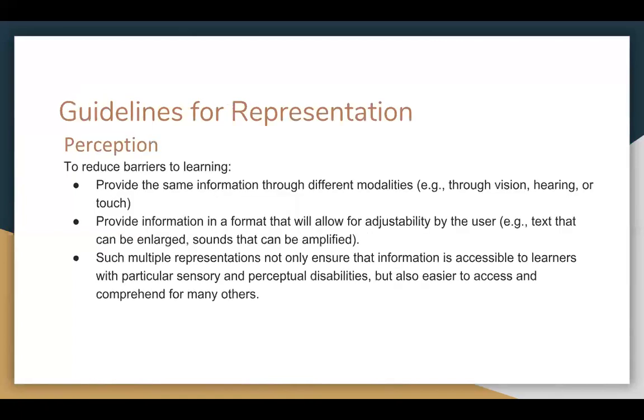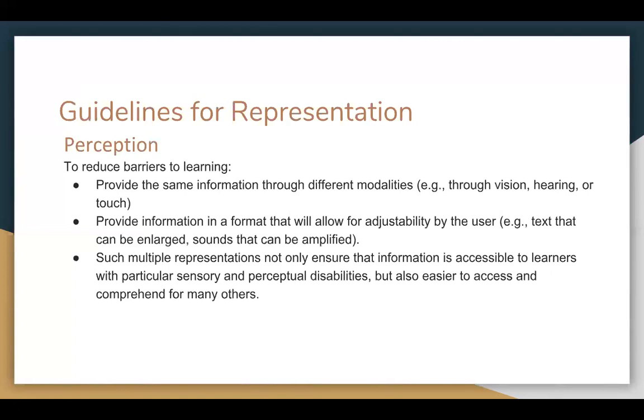Now we're going to talk about the principle of representation. The first guideline is perception, and to reduce barriers to learning for all students, teachers need to provide the same information through different modalities. This can be through vision, hearing, or touch. Provide information in a format that will allow for adjustability by the user. An example, text that can be enlarged, sound that can be amplified. This can be especially helpful for students that have visual or hearing impairments.